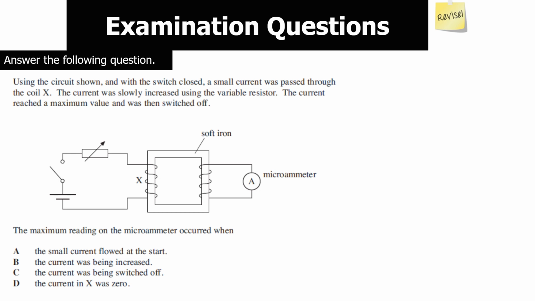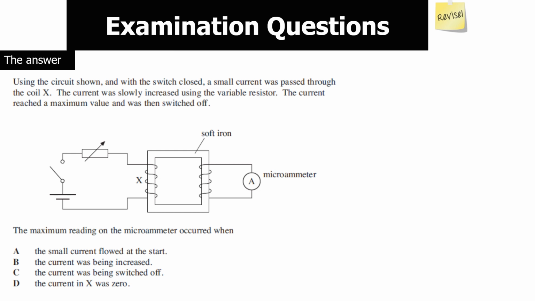The next question says, using the circuit shown and with the switch closed, a small current was passed through the coil X. The current was slowly increased using a variable resistor. The current reached a maximum value and was then switched off. The maximum reading on the microammeter occurred when what? So pause the video now, then unpause the video when you want to go through your answer.